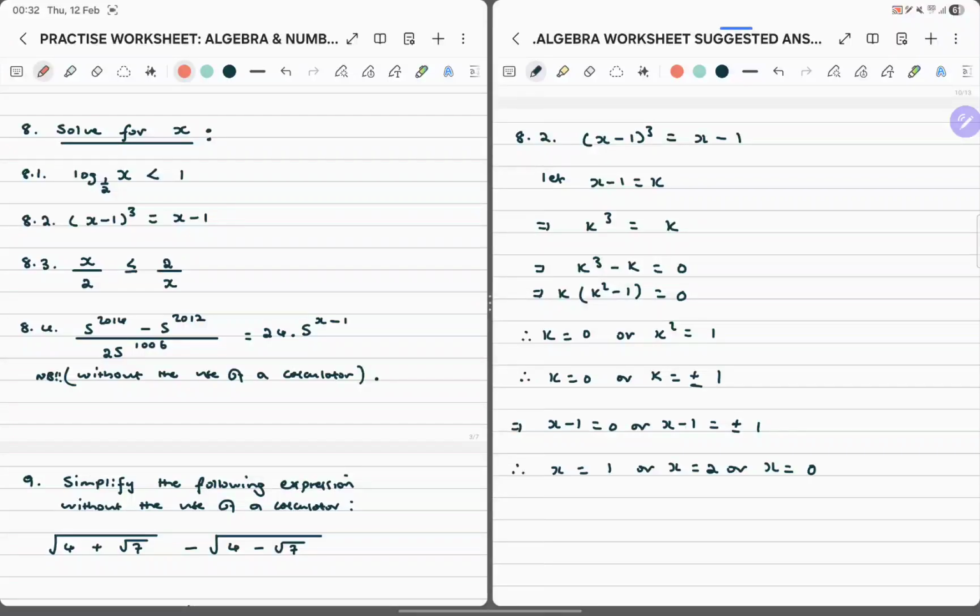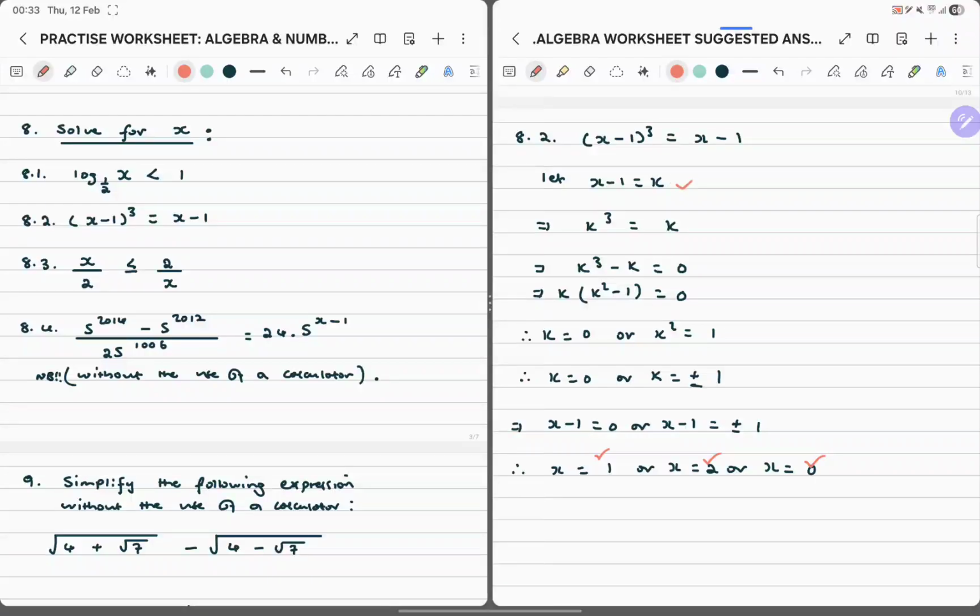Yes, it's a cubic, so we expect 3 x values at least. If we put a 1 in there, this whole thing becomes 0, so left hand side equals the right hand side. Good. Put a 2 there, 2 minus 1 is 1, 1 cubed is 1, so left hand side is equal to the right hand side. Put a 0 there, this is minus 1, cubed is minus 1. Minus 1 is minus 1. So all these solutions are good.